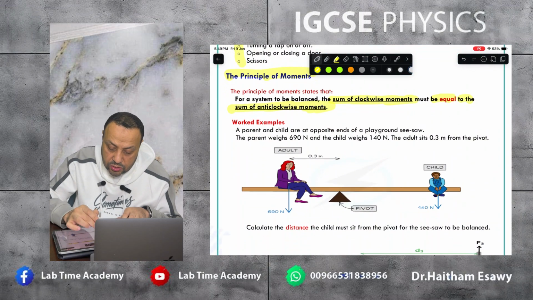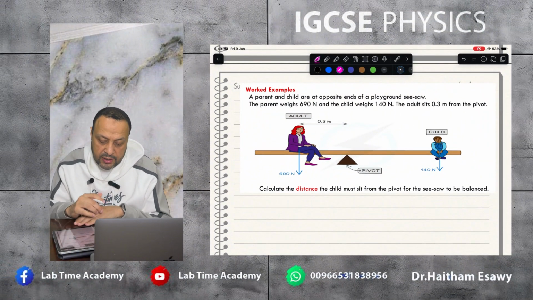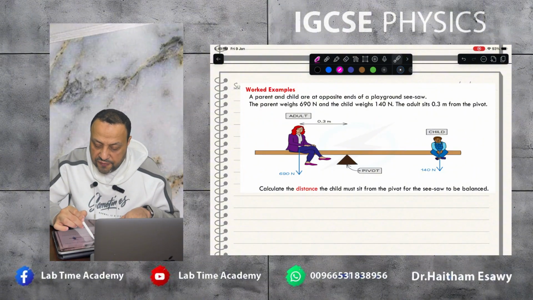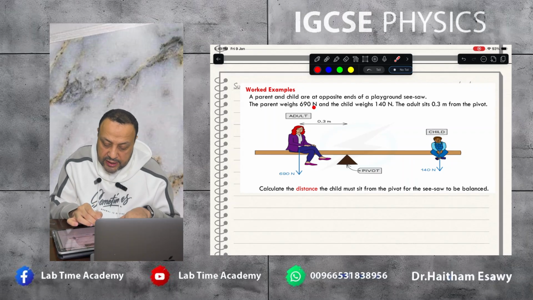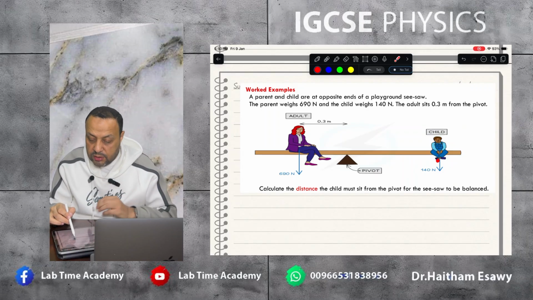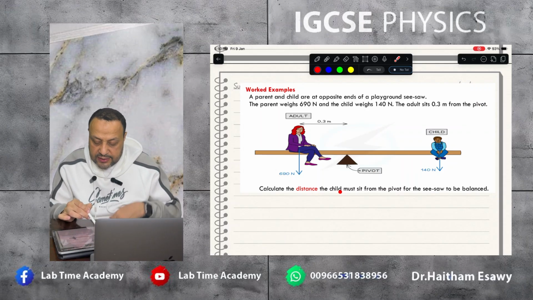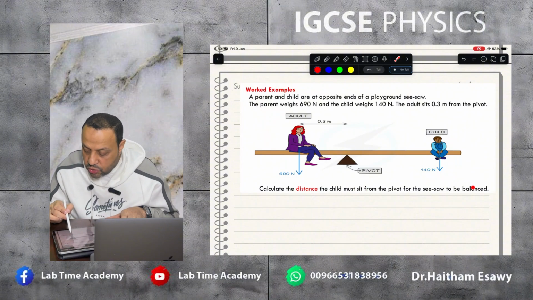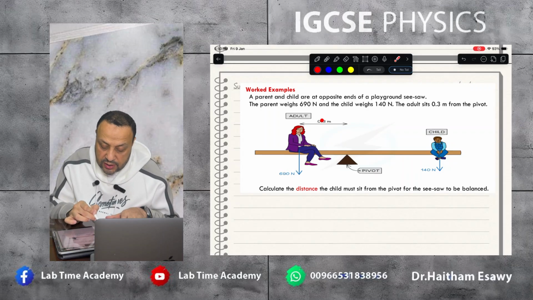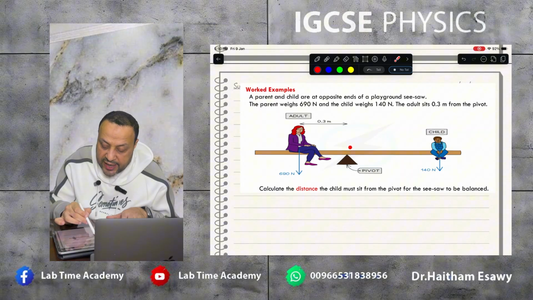Let's take an example to understand better. Here, as you see in front of you, a parent and child are at opposite ends of a playground seesaw. The parent weighs 690 Newton, and the child weighs 140 Newton. The adult sits 0.3 meter from the pivot. Calculate the distance the child must sit from the pivot for the seesaw to be balanced. Here we have force, distance, force. So we want to get the distance between the child and the pivot.